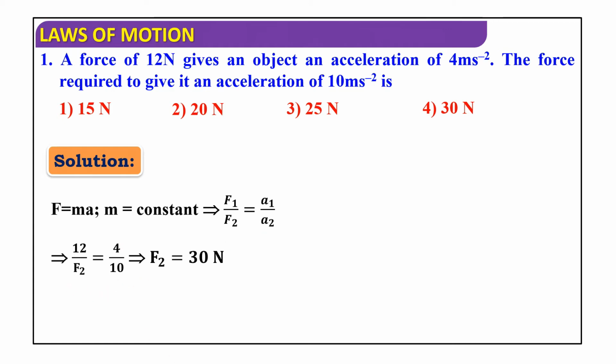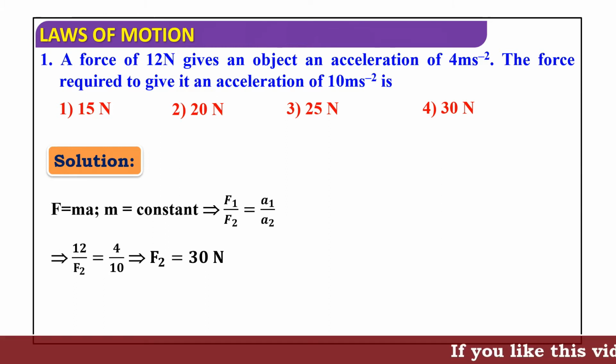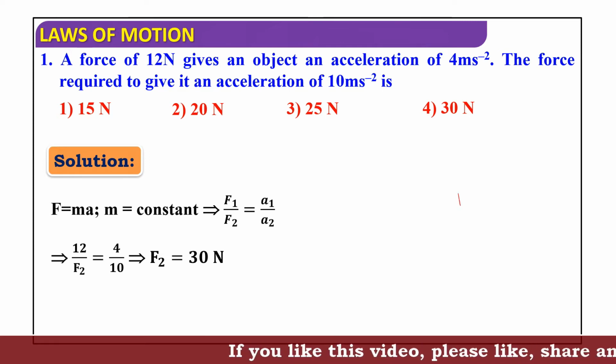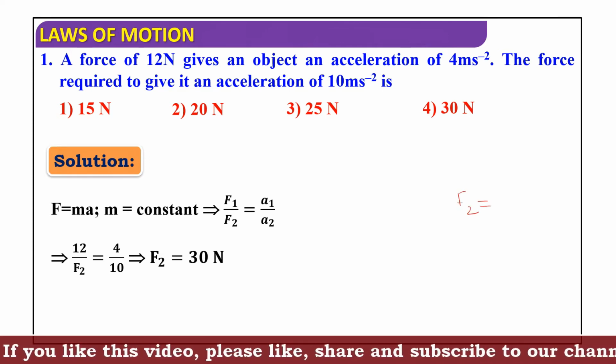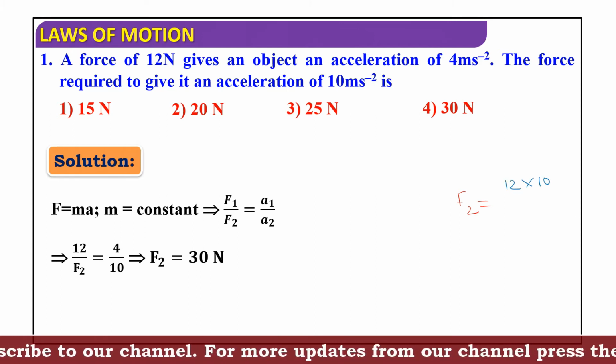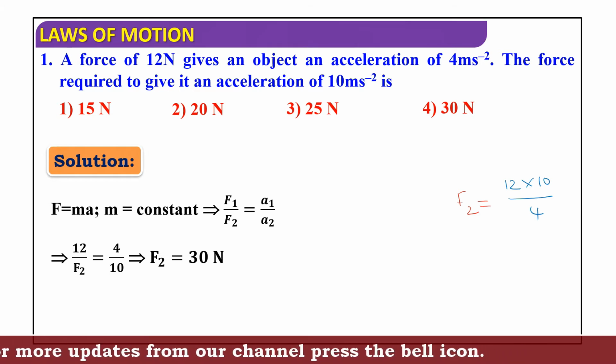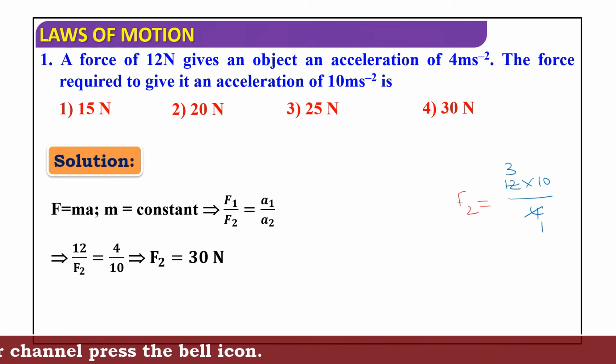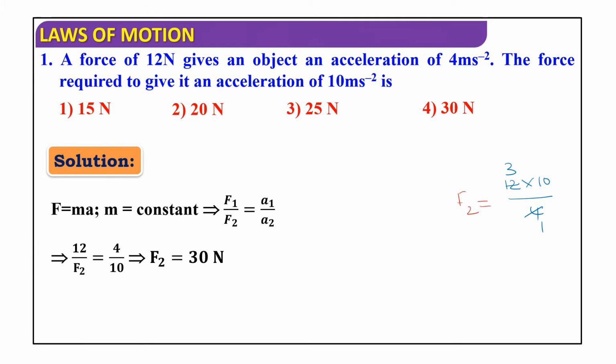By cross multiplication, F2 is equal to 12 into 10 by 4. Here 4 ones are 4, 4 threes are 12, so we get 30 newtons. So F2 is equal to 30 newtons. The force required to give it an acceleration of 10 meters per second square is 30 newtons. So the fourth option is correct. Okay, next.